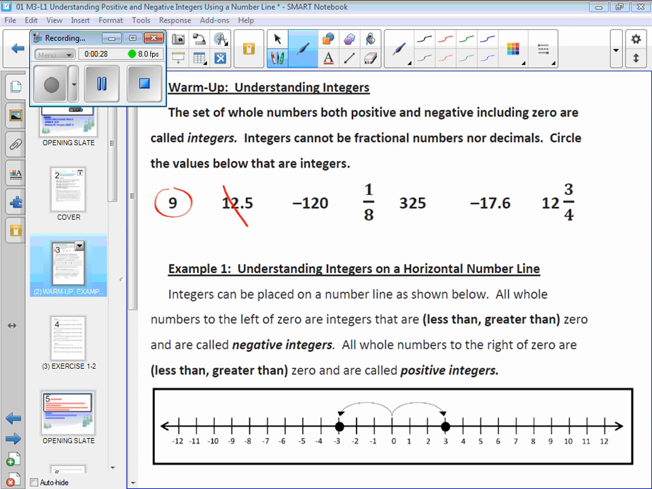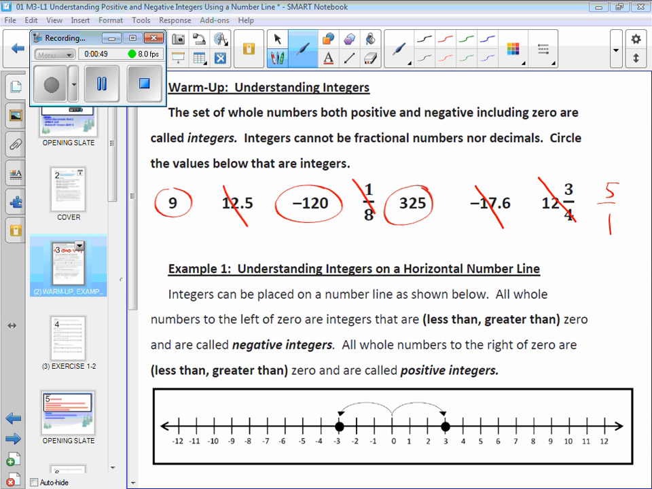12.5. Negative 120. Positive 1/8. Positive 325. Yeah, it's a whole number. Negative 17.6. 12 and 3/4. A little tricky one for you. Ready? Watch.